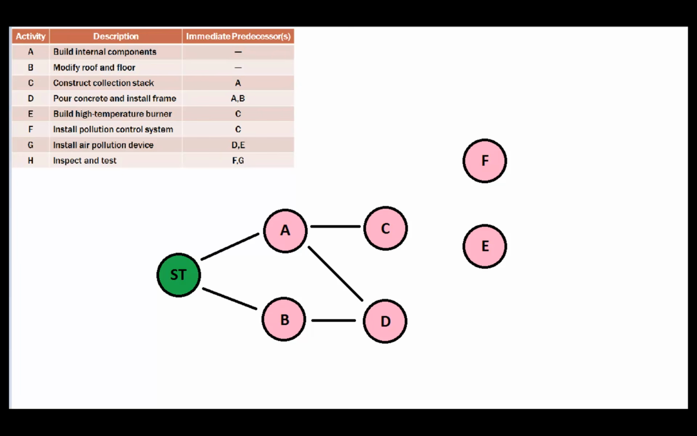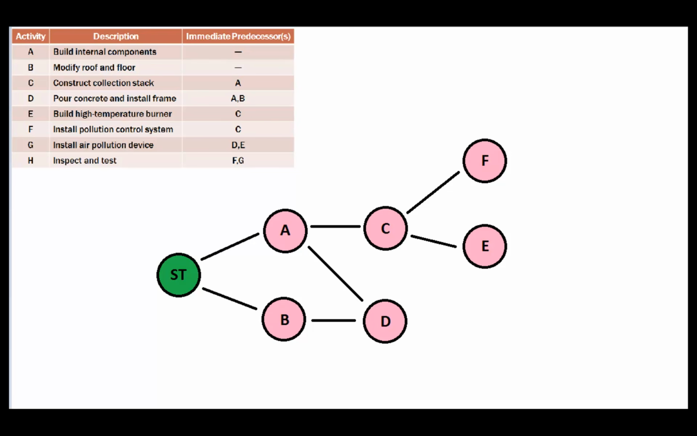So let's go ahead and draw in some lines. We know that F is dependent on C being completed, so we'll attach those. And E is also dependent on C being completed, so we'll attach those. So once we complete activity C, we can go on to F and or E.